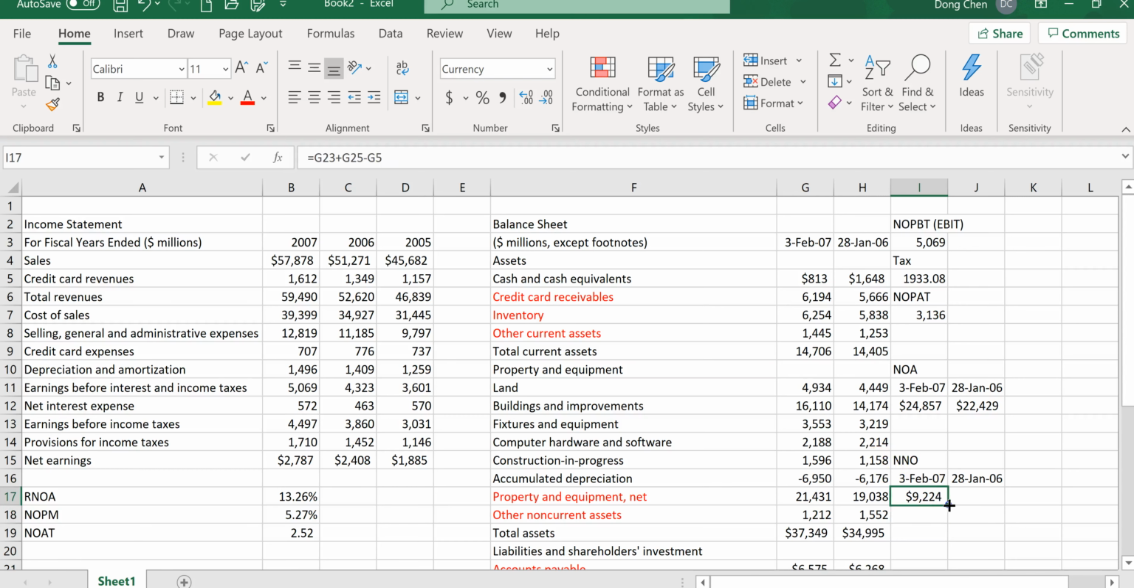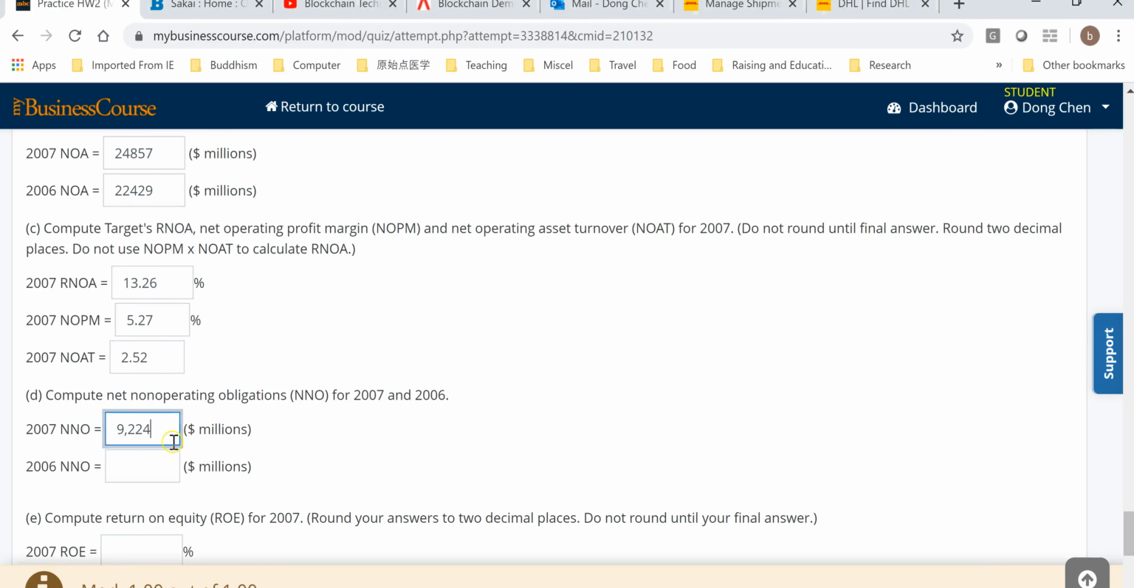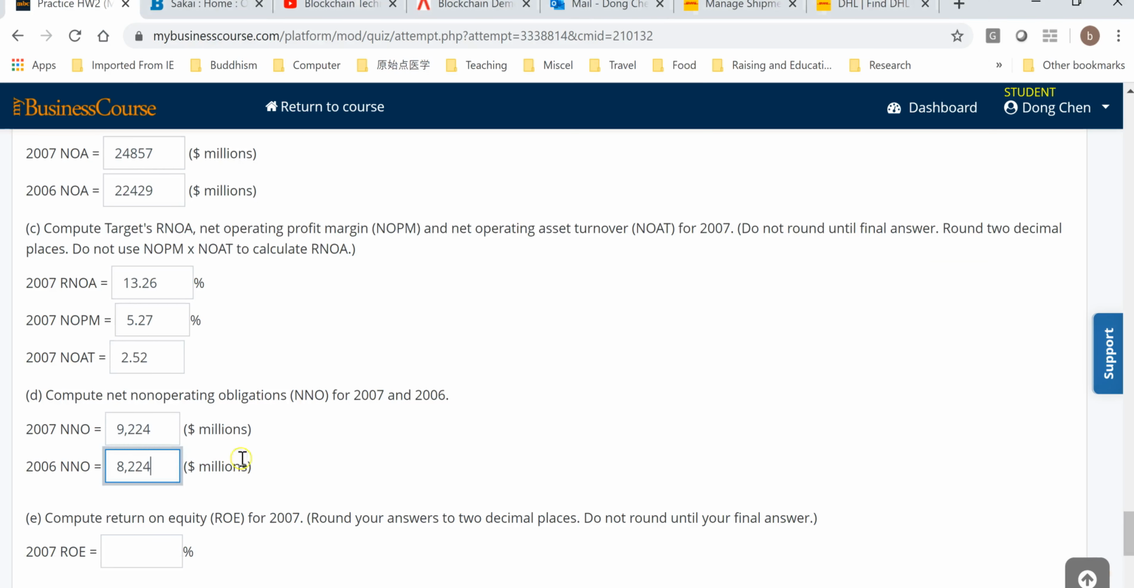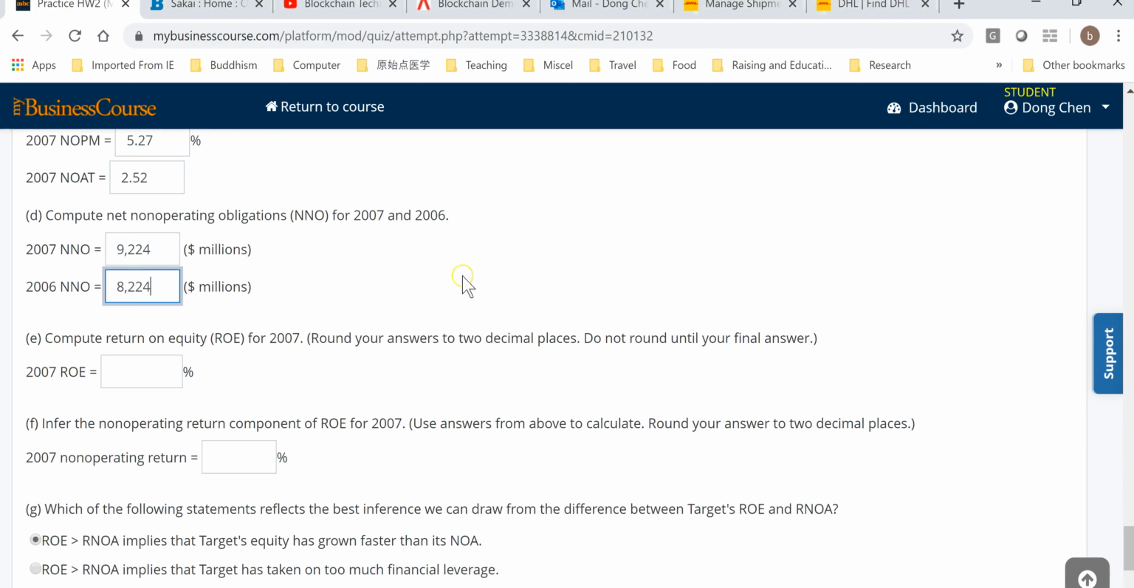So just pull the cell to the right to the 2006 year, and then we got this number. So just copy the number back. So this is the net non-operating obligations for 2007. Just copy the number back, and then just copy this number back. So now we have part D also completed, and then part E.